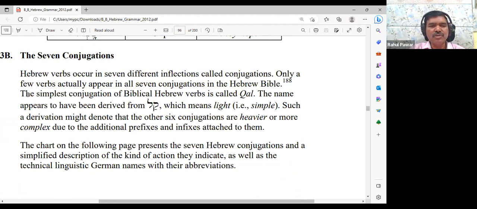So already I told you the simplest conjugation of the biblical Hebrew verb is called Kal. The name appears to have been derived from kal, which means light, that is simple. Such a derivation might denote that the other six conjugations are heavier or more complex due to additional prefixes and suffixes attached to them.